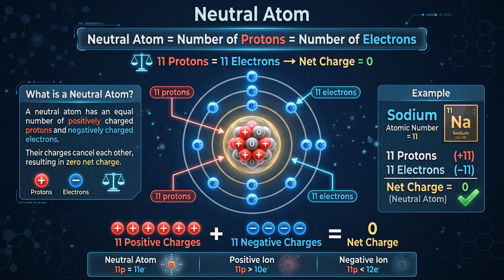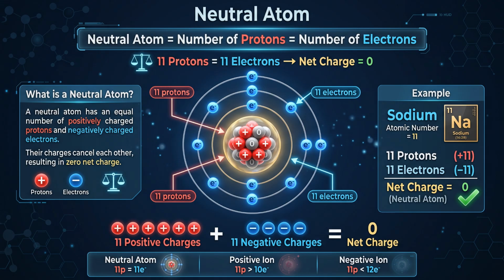For example, a chlorine atom normally has 17 protons and 17 electrons. If it gains 1 extra electron, it will have 17 protons and 18 electrons. The total positive charge is +17, while the total negative charge is -18, giving the atom a net charge of -1. This is written as Cl⁻.